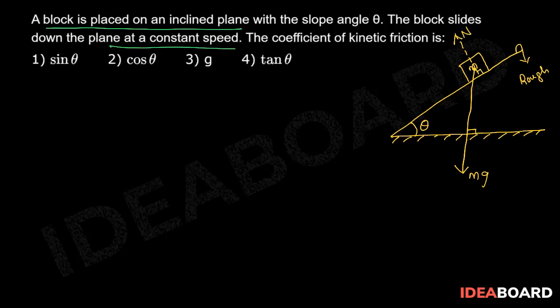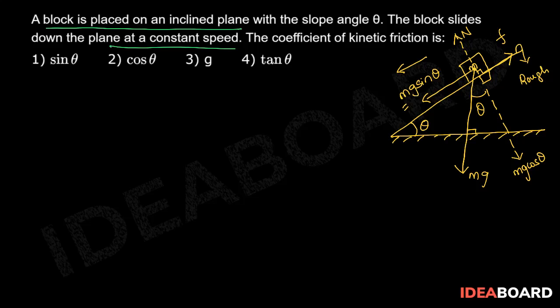mg gets resolved into two components: mg cos theta in the downward direction perpendicular to the inclined plane, and mg sin theta, which acts along the inclination in the downward direction. Because of mg sin theta, there starts a relative motion down the inclination. Therefore, frictional force comes into play to oppose this relative motion. So, frictional force acts along the inclination in the upward direction.